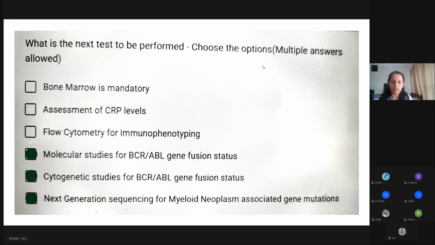Then since it is associated with a lot of mutations, and like in 1 to 2% of CMML patients might have AML NPM1 mutations, and because of prognostic significance, I would also like to do next generation sequencing for myeloid neoplasm associated gene mutations. And in order to categorize the monocyte fraction in CMML, like the classical monocyte fraction, which is CD14 positive and CD16 negative, that fraction is increased in CMML. So I would also like to go for flow cytometry for immunophenotyping. Thank you.